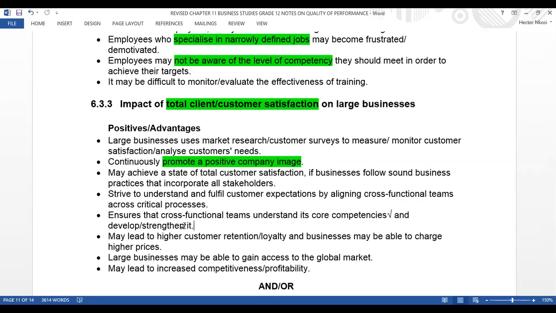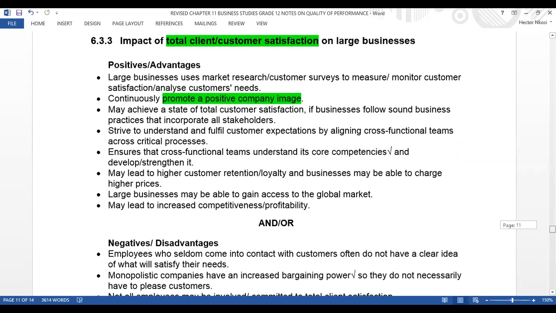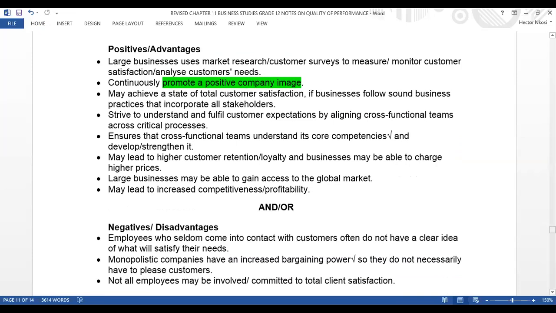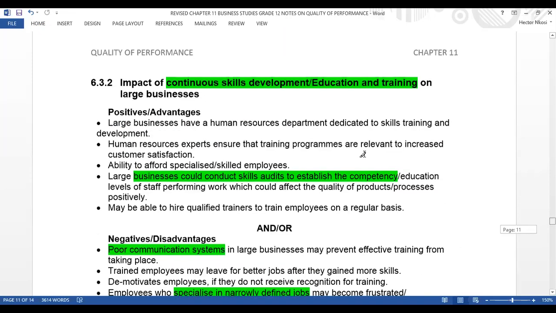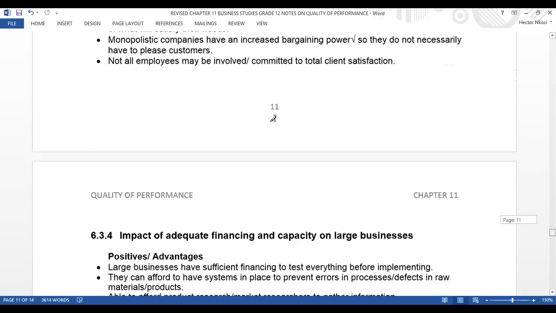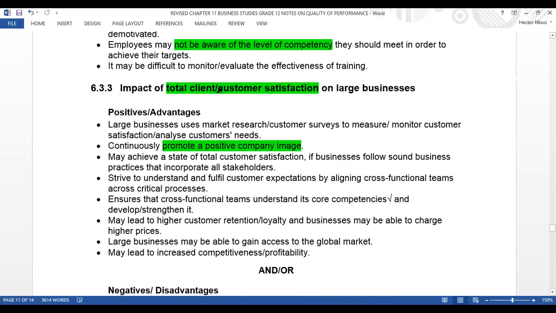Okay, all right, boys and girls. I don't want to start the negatives today. However, I'm still going to cover the negatives, probably not tomorrow, because tomorrow is a Saturday, guys, but maybe on Monday. I want to finish off this chapter, then I'll start on the negatives. Negatives of what? Just hang on. Not the negatives of continuous skills, because we are done with that, but the negatives of total client or customer satisfaction.